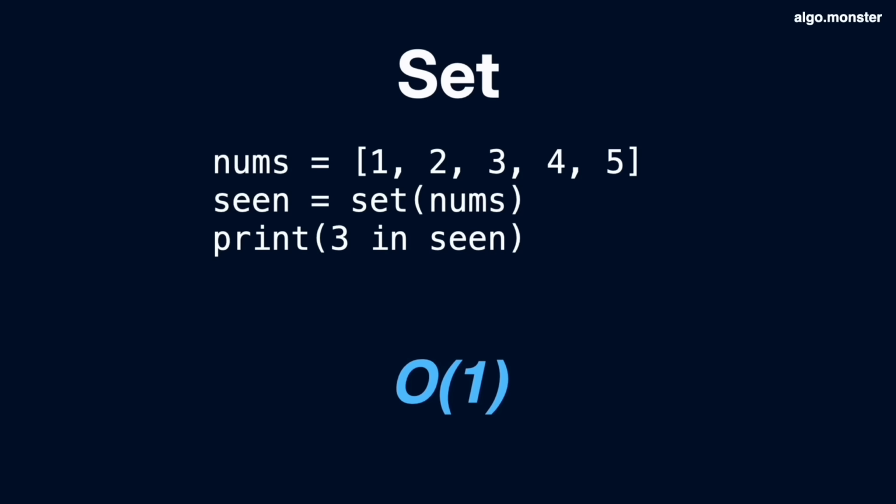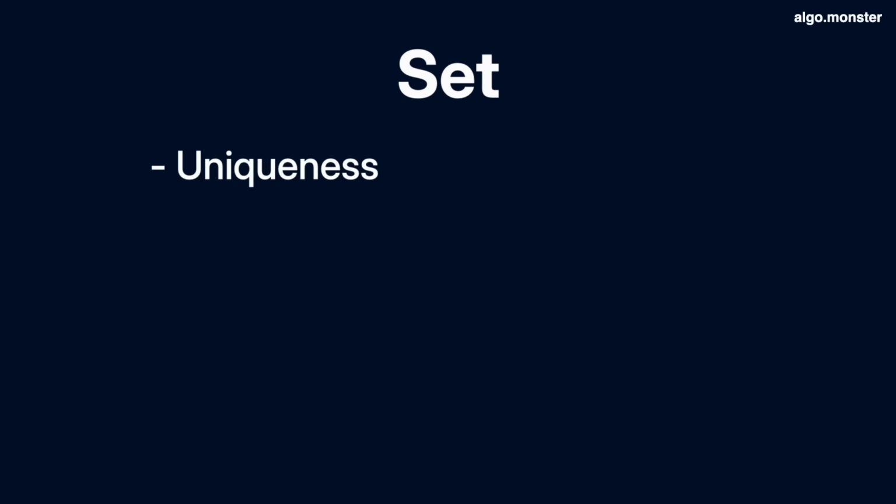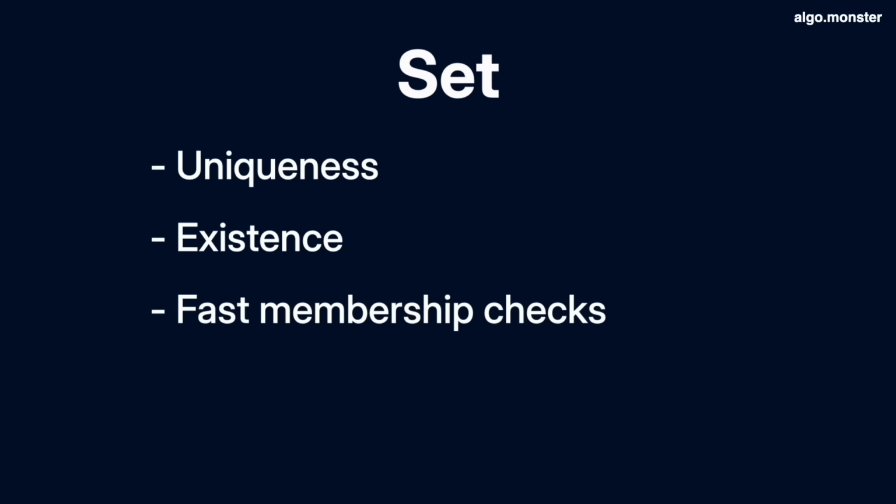So when do you want to use sets? You should always use a set instead of a list when you care about uniqueness, like checking for duplicates. Existence, where you're saying, have I seen this before? Fast membership checks, saying, is this value in the current group? For example, in a problem where you're scanning an array to find the first repeated element, using a set is usually the cleanest and fastest solution.